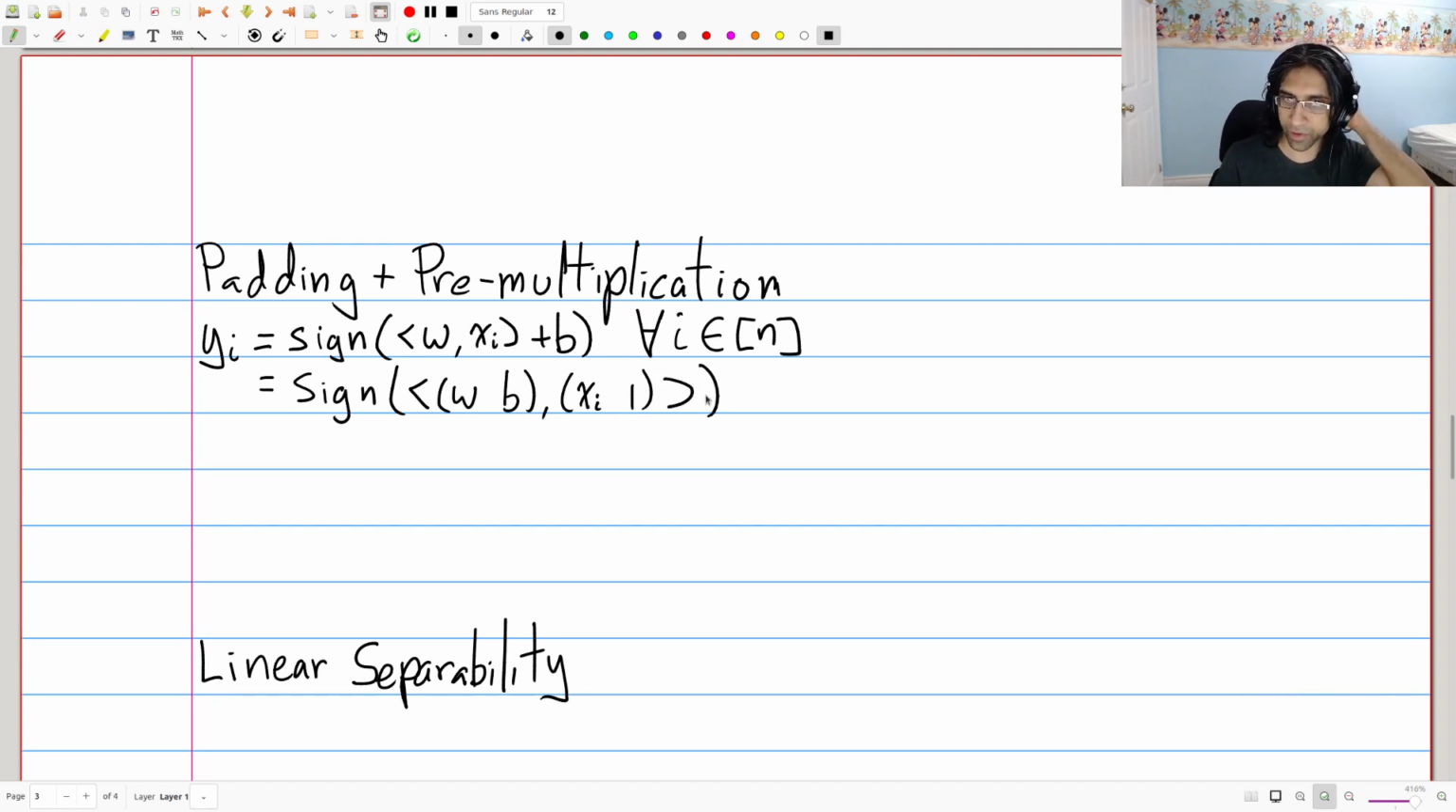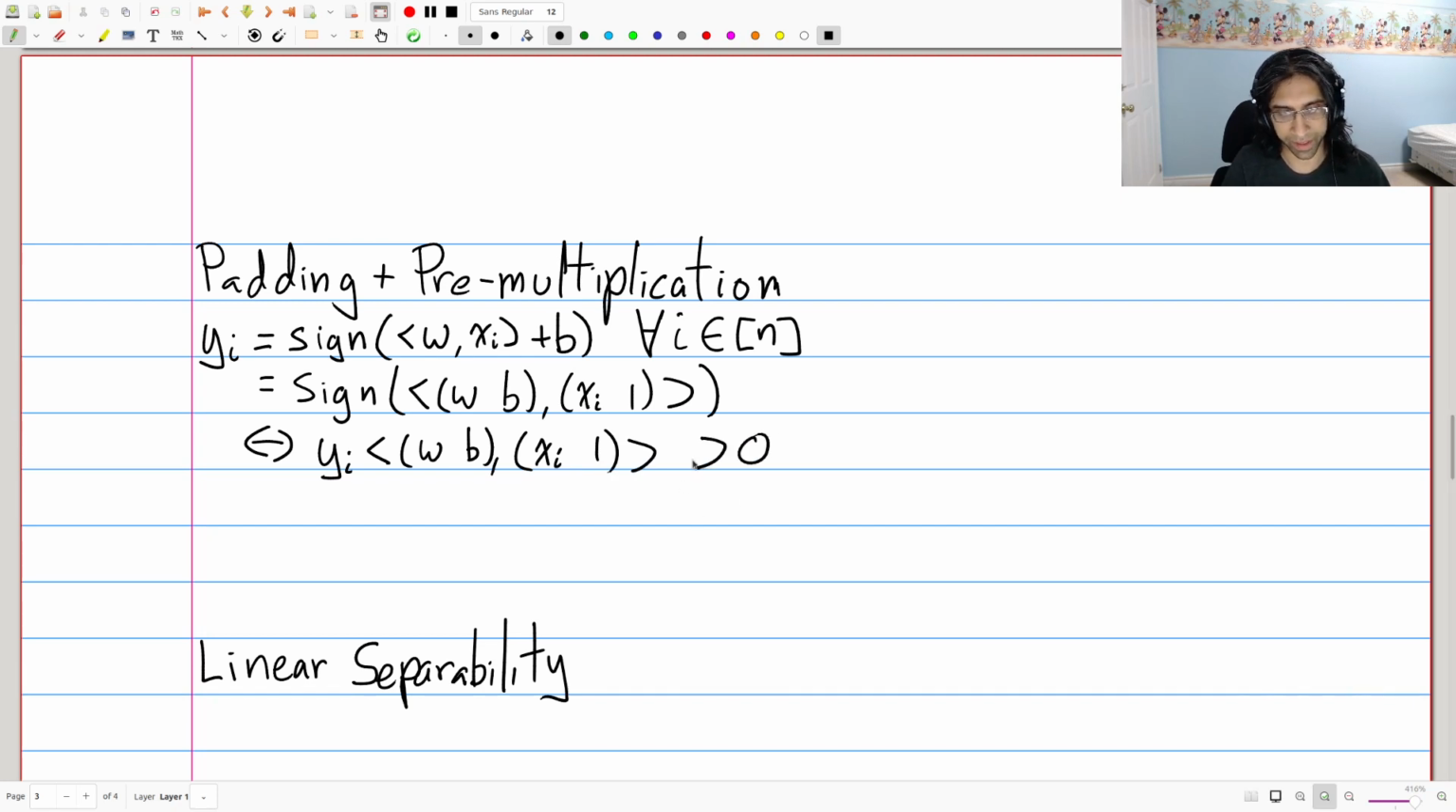Another common trick is to pre-multiply by the label, which is just a different way of writing it. This is equivalent to saying that y_i times the inner product of (w, b) with (x_i, 1) is greater than 0. That's an equivalent way of writing the sign condition here.